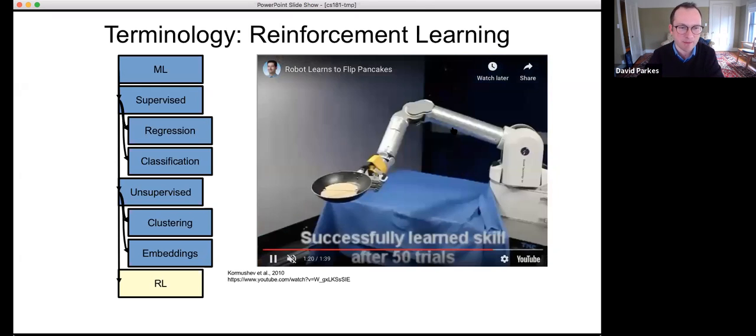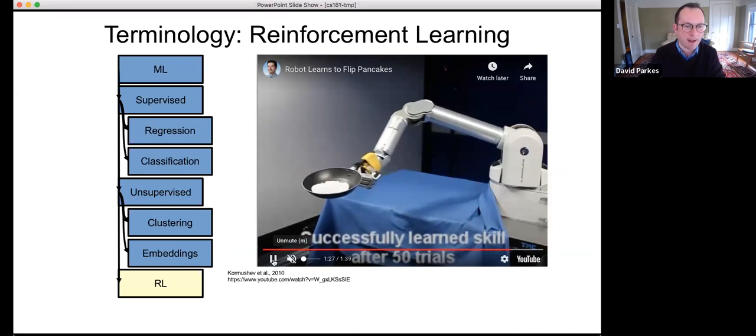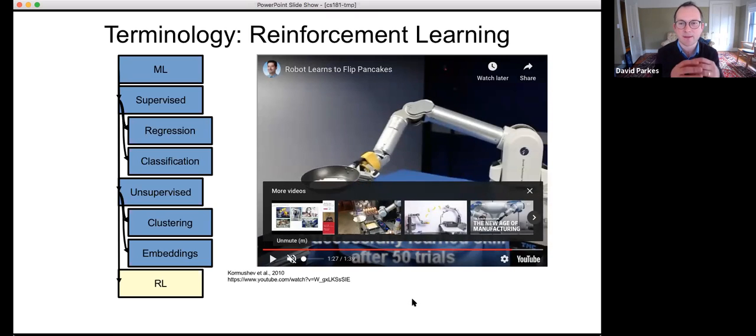It's pretty awesome. And remember, this was about 10 years ago now. So after 50 trials, I would just point out that the speed of learning in this case was helped by the initial demonstration of the AI researcher.